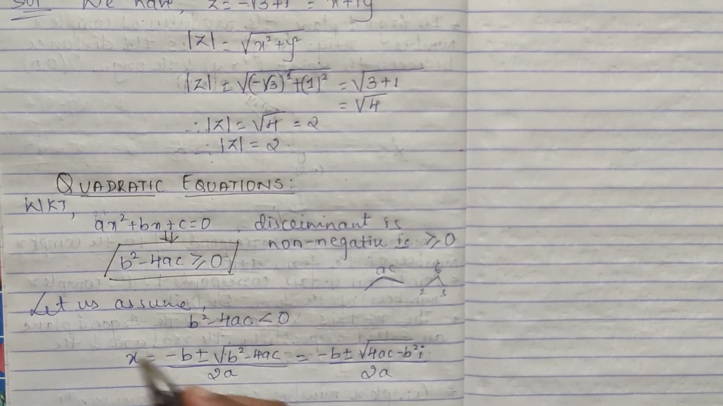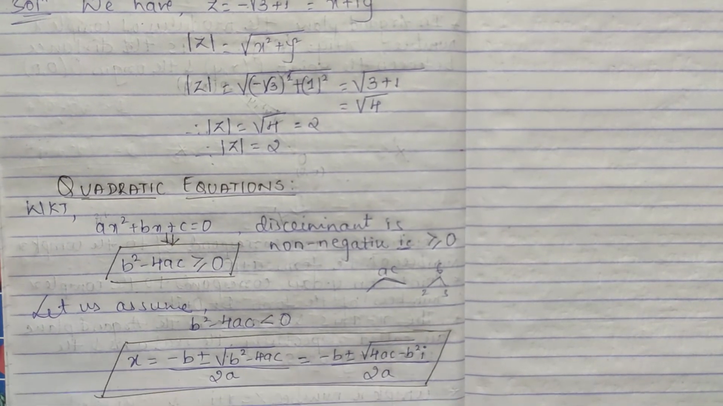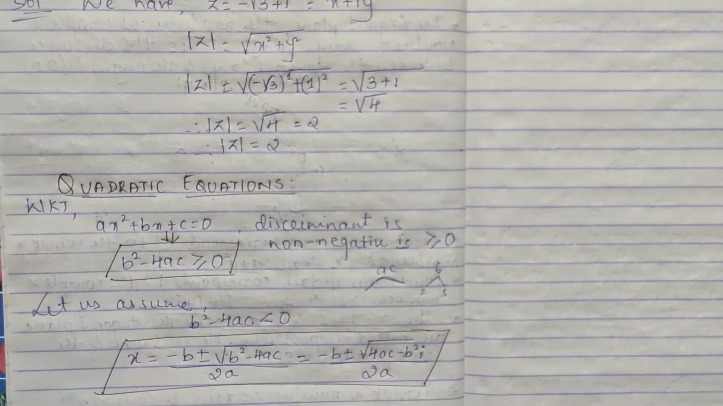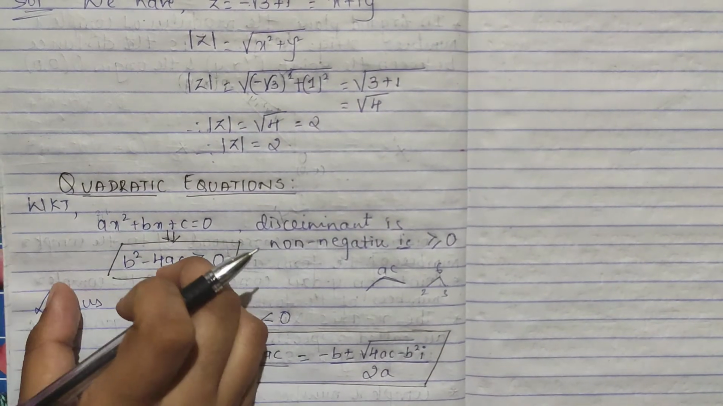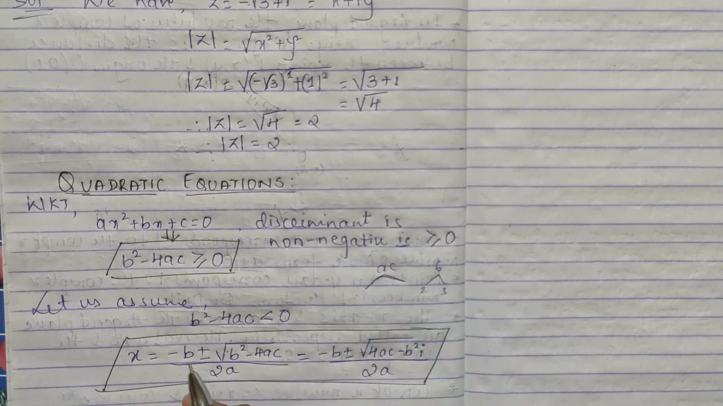To remember this, you first check whether your discriminant is positive or negative. If it is positive, you can directly factorize, because you get factors here. When it is negative, you don't get the factors, then you have to go like this.